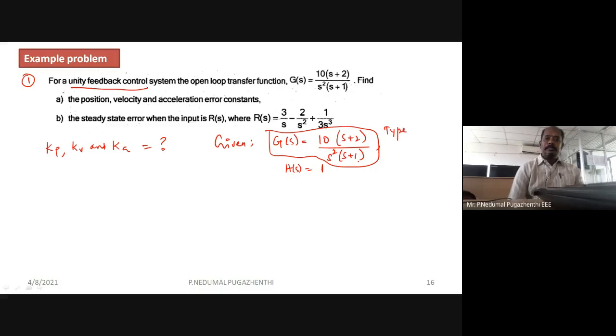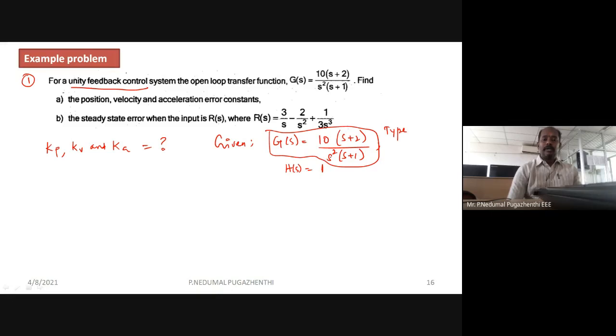Just unmute and say what is the type of this particular transfer function, because I have explained what a type is and what an order is, two or three classes before, while dealing with first order and second order system time response analysis. I have given you how to find an order and how to find a type from a transfer function. Yes, people are remembering that. Please tell me what is the type of the system.